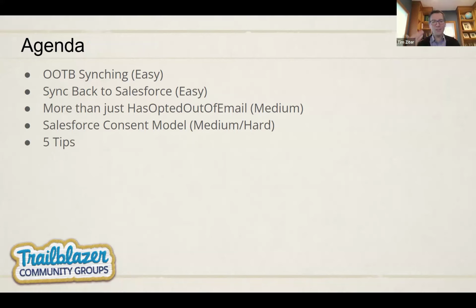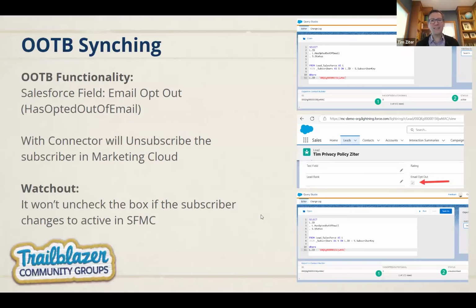We're going to cover a couple of different areas, going from easy to medium to hard. So we're going to start with the out-of-the-box syncing, what comes natively between the two environments, and how you can build an automation to sync back to Salesforce. A little bit more complicated use case. You'll get the title when we get to it. And then even going a little bit further, looking towards a more complicated model, which is the Salesforce consent model. And then we'll wrap up with 5 tips. So let's talk about out-of-the-box syncing.